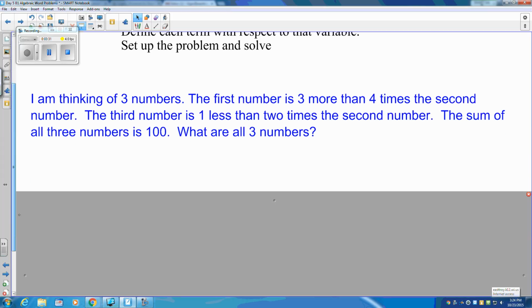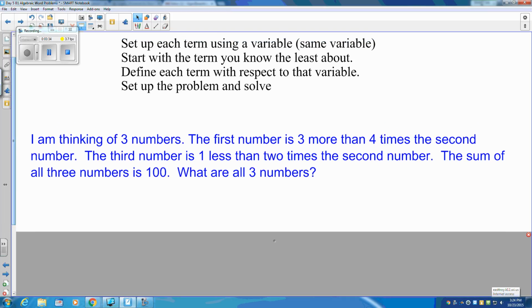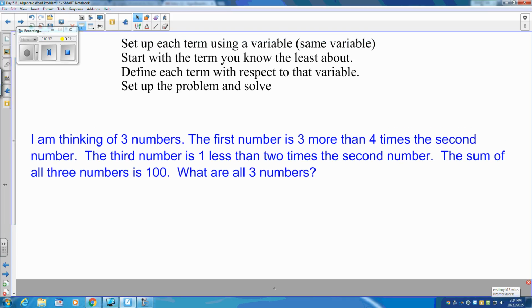I am thinking of 3 random numbers. The first number is 3 more than 4 times the second number. The third number is 1 less than 2 times the second number. And the sum of all 3 numbers is 100. What are the 3 numbers?